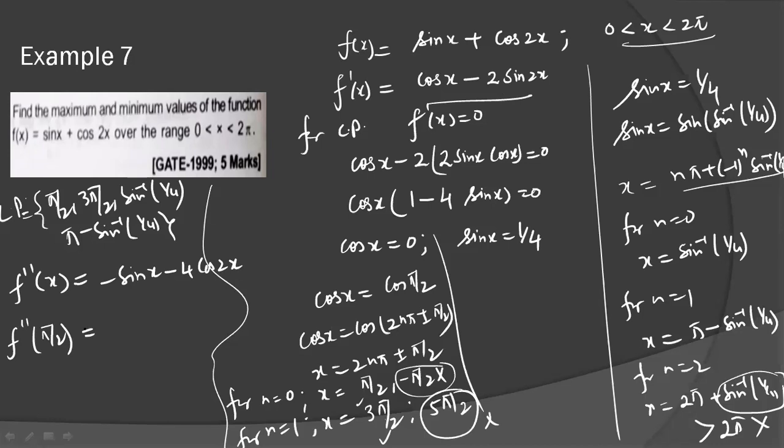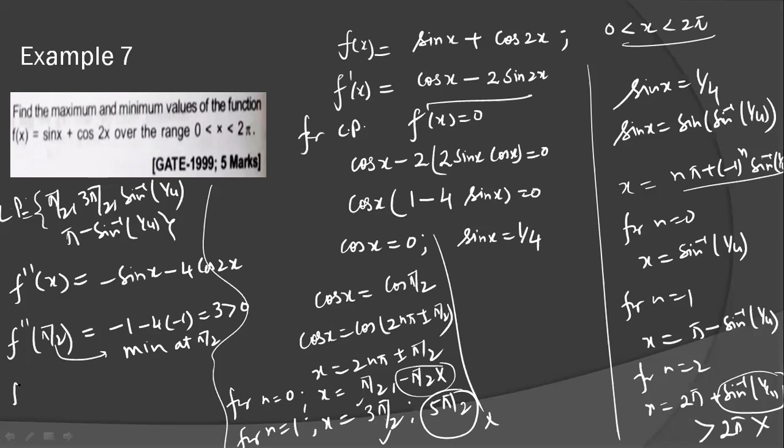You will get minus sine pi by 2, which is minus 1, and minus 4 into minus 1. So it is 3. It means it's greater than 0. So local minima at pi by 2.